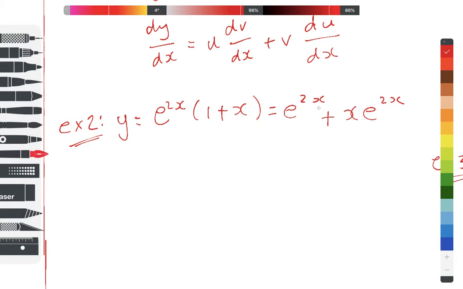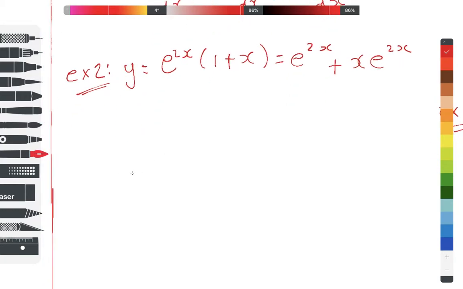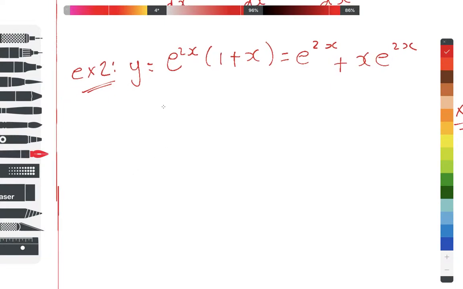I can expand it, and I can do the derivative of that easily, but I can't necessarily do the derivative of this because I'll need to use the product rule for that. So what I'm going to do is let u equal e to the 2x and v equal 1 plus x.